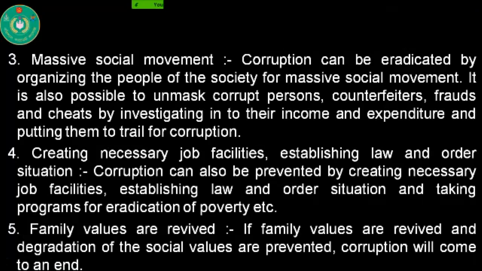Number four, creating necessary job facilities, establishing law and order situation. Corruption can also be prevented by creating necessary job facilities, establishing law and order situation, and taking programs for eradication of poverty, etc. Number five, family values are revived. If family values are revived and degradation of the social values is prevented, corruption will come to an end.